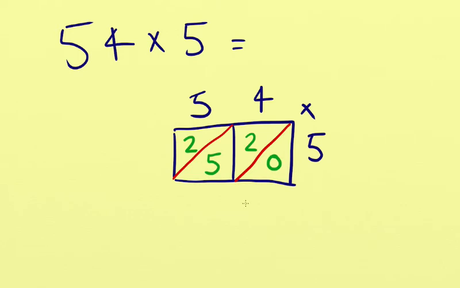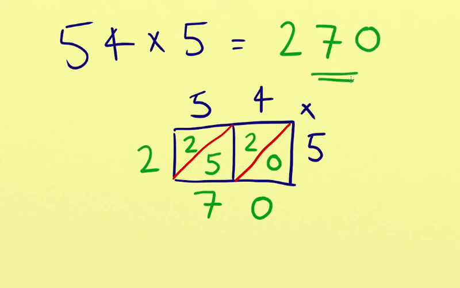So last step is to add down the diagonal lines. We're going to start with the units column. That's going to be 0. We need the 0 there because it's a placeholder, because that's got place value in this instance. So down this column we've got 2 add 5, which is 7, and this one we've just got 2. So we've got 2 hundreds, 7 tens and 0 units, so that's 270. And that's the answer to our multiplication.